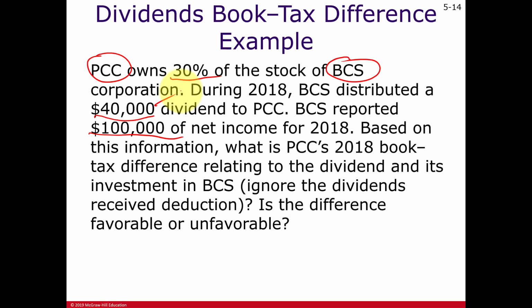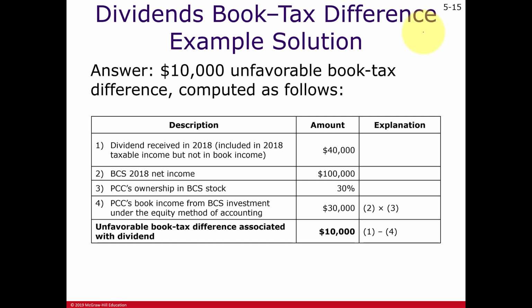And on the tax return, PCC will report 40,000 of dividend income, $10,000 more. Because you're paying or reporting more income on the tax return than the income statement, 10,000 more, this is an unfavorable difference, a temporary one. Eventually they will even out when PCC sells their investment or gets rid of their investment in BCS. Here's the actual calculation. Again, the dividend that you have to report on the tax return compared to the income you're reporting on the income statement, which is PCC's interest in the subsidiary's income. And because it's $10,000 more on the tax return, it's an unfavorable and it's going to be a temporary difference.